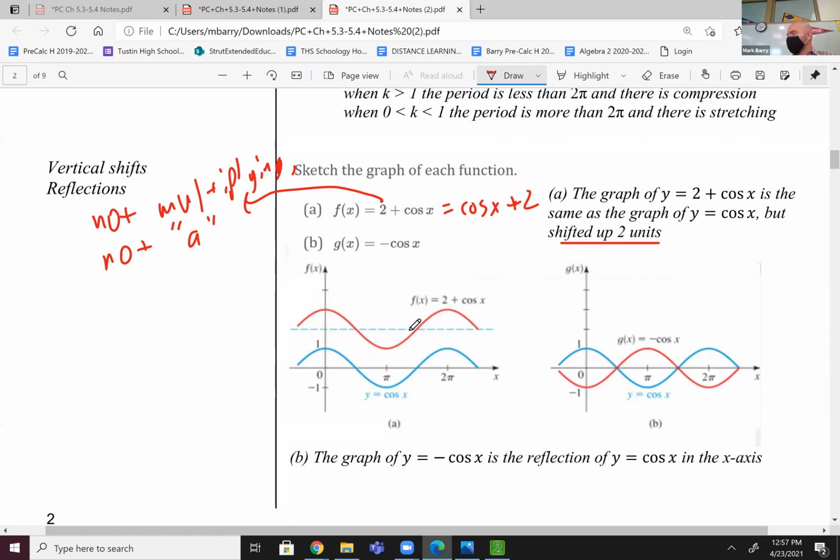So this one they've done for us. The next one they've done for us as well. We'll get a chance to do some on our own in a minute.